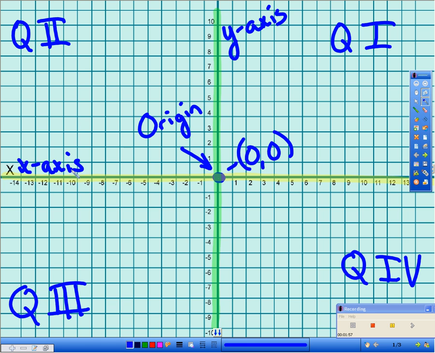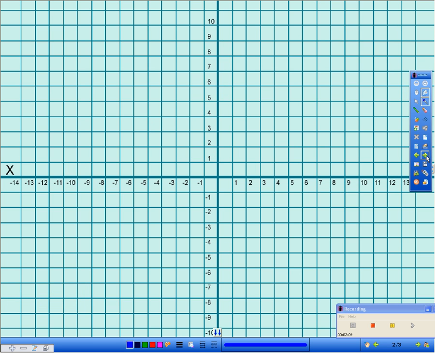Now let's talk about how to graph an ordered pair. So let's look at a new coordinate plane. Here's a blank coordinate plane. Let's take an ordered pair and graph it. So, let's take and graph 2, 4. We're always going to start right at the origin. And the first number tells us how many to go over, left or right, and then up or down. It says go over positive 2, so I go over positive 2, up 4. And that's my point.